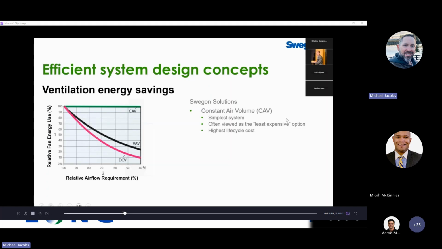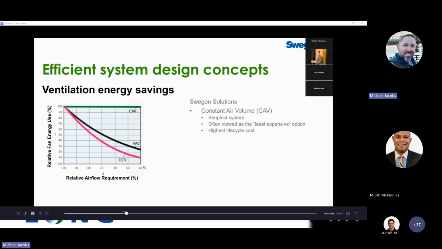Constant air volume solutions are the simplest. There's plenty of projects out there. You hear talk from Swegon about Passive House all the time. Most Passive House projects in North America so far have been constant air volume, and they're near zero. So you can make a building very energy efficient with constant air volume.